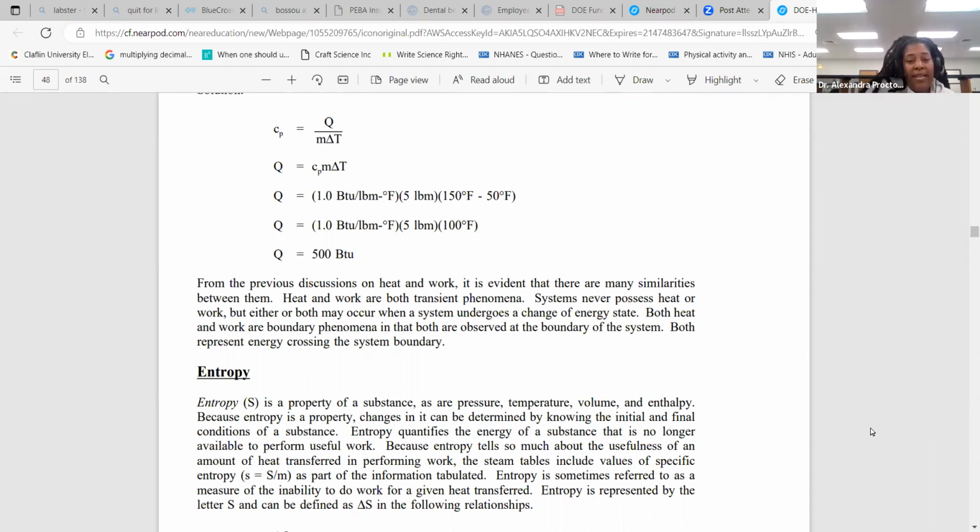So entropy quantifies the energy of a substance that is no longer available to perform useful work, because entropy tells us about the usefulness of an amount of heat that is transferred in performing work. So you have tables that include values of specific entropy, okay? So you saw in previous lectures where they have tables that have these standard values for S.